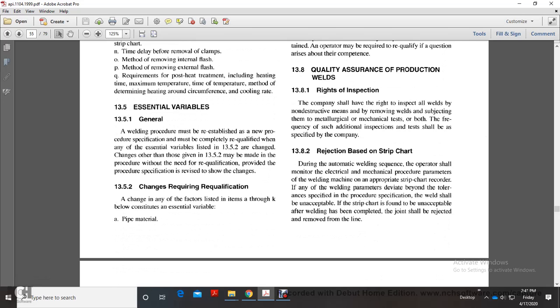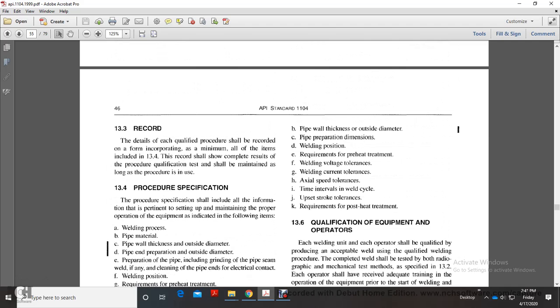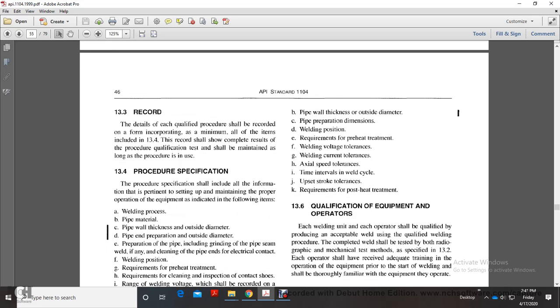Alright, 13.5.2, changes requiring requalification. A change in any of the factors listed in items A through K below constitutes an essential variable: pipe material, pipe wall thickness, outside diameter, pipe end preparation and dimensions, welding position, requirements of preheat, treatment of welding, voltage tolerance, welding current tolerance, axial speed tolerance, time intervals, weld cycle, upset tolerance, and requirements of post-heat treatment.